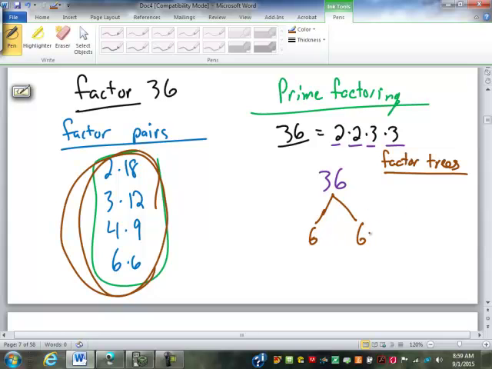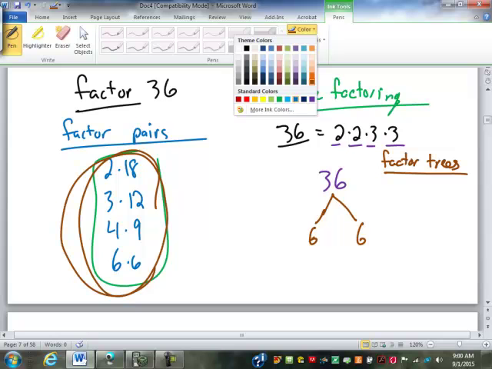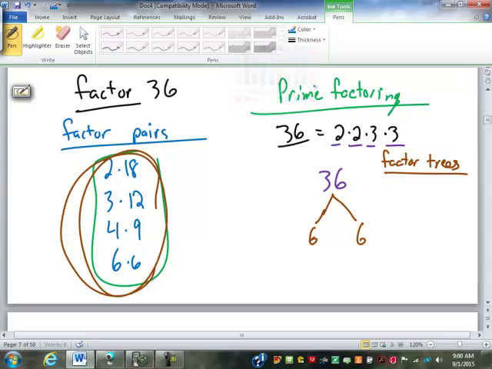So this is saying 6 times 6 makes 36. Both of those can be split even further. 6 can be split into 2 times 3. Now, 2 is prime, so I'm going to circle it or put a box around it. Either one, doesn't matter. Telling myself that it's done. I don't need to do any more. How about 3? Is that prime? Yes, it is. Well, this other 6 is also 2 times 3.